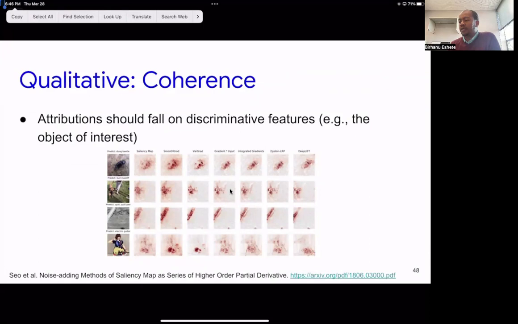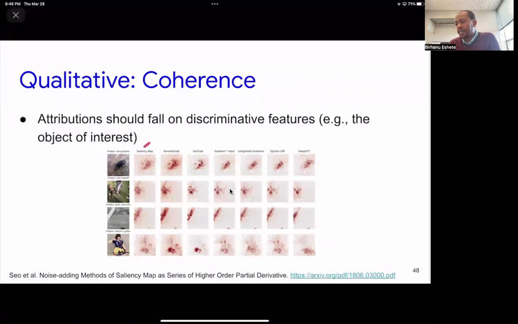So to give you a highlight of how this is done, for example, on the qualitative side, coherence. What we're trying to do here is that attributions should fall on discriminative features, for example, the object of interest, right? So you can use a saliency map over here for an image, smooth gradient, variable gradient, gradient multiplied with input, integrated gradient, the layer-wise relevance propagation, parameterized with some epsilon, and the DeepLIFT approach. So you could see different variations of this, and this is qualitative, right? So just look at this and make your judgments as to how useful the explanation method is, whether it is coherent with what you expect as far as the region that you wanted to attribute the model decision to.